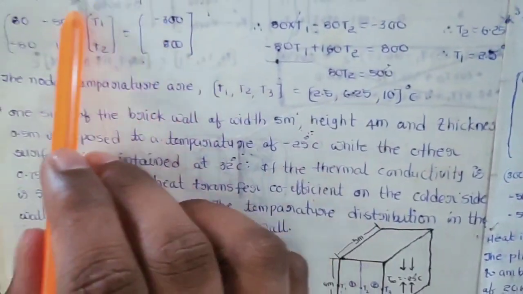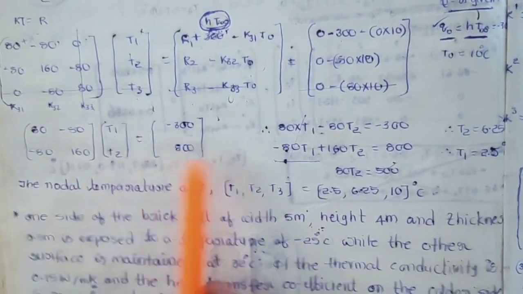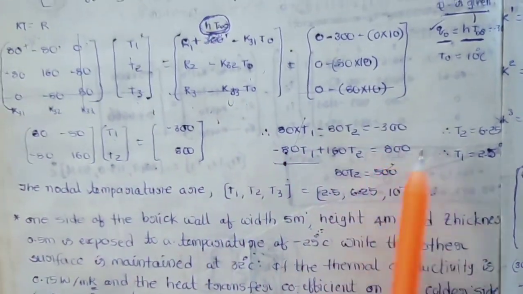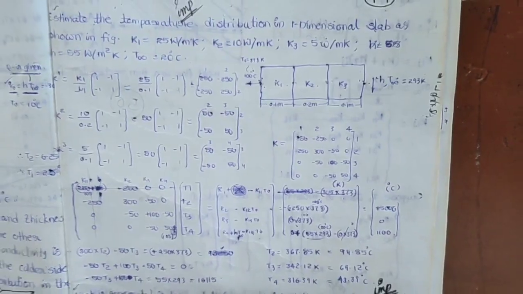So this is the final 2 by 2 equation. As you know, you can solve this problem very easily using this. You can find out T1 and T2.